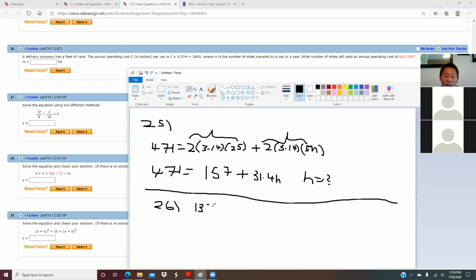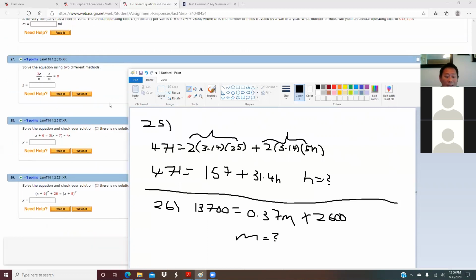So it's 13,700 equals 0.37M, and again use your calculator here, plus 2,600. And the rest, you guys know how to do it. Just solve for M. You guys doing all right so far with this?